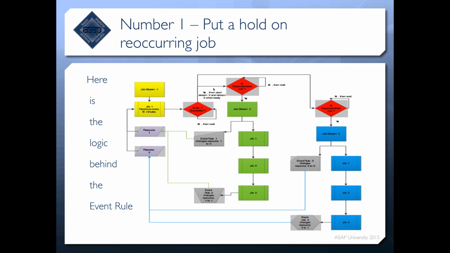Then job stream 2 runs through, finishes, and changes resource 1 back to 1 so that it's available. The same is true for job stream 3. So resources 1 and 2 could be available, and once both are available, then the reoccurring job can happen. Sometimes that reoccurring job doesn't run for a few hours because those resources are not available. I'll show you how that works when we put it in here.